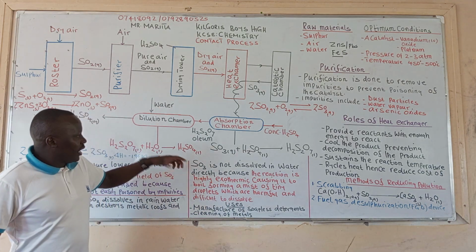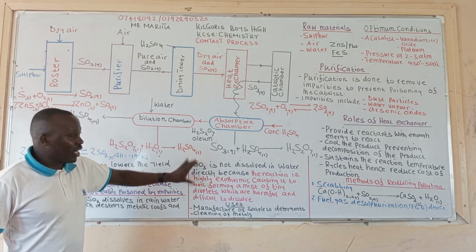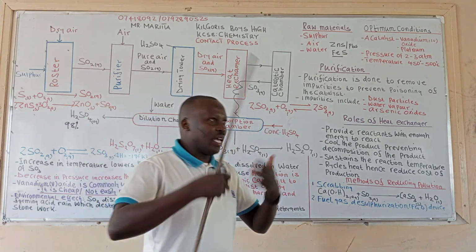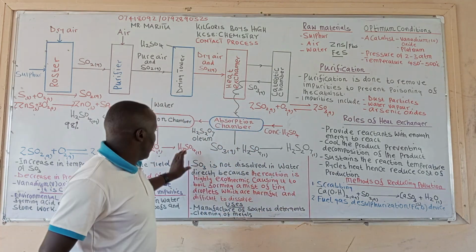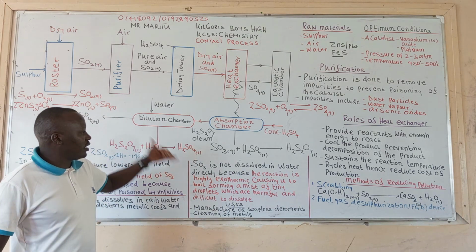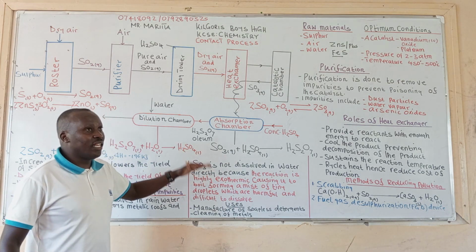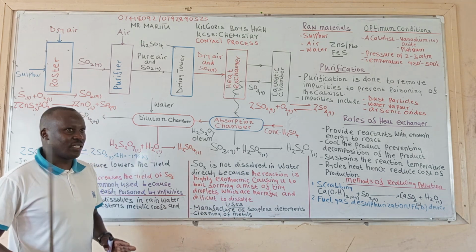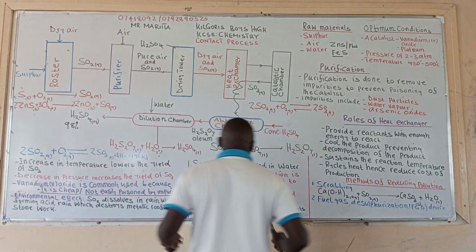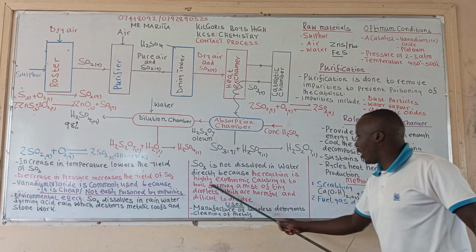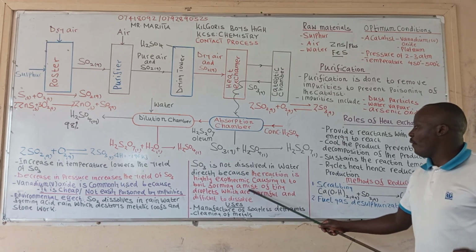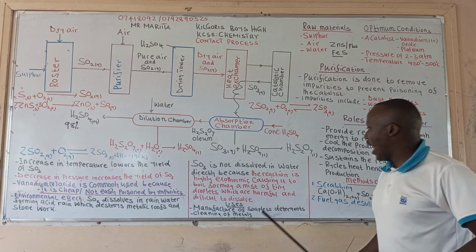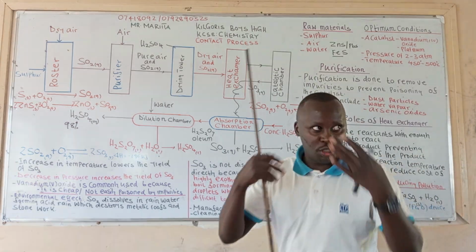Now, sometimes you will be required to give a reason why sulfur oxide cannot be dissolved directly into water. The sulfur 6 oxide cannot be dissolved directly into water because the reaction is highly exothermic. If the reaction is highly exothermic, it causes the gas to condense, forming a mist of tiny droplets, which are harmful and difficult to dissolve.